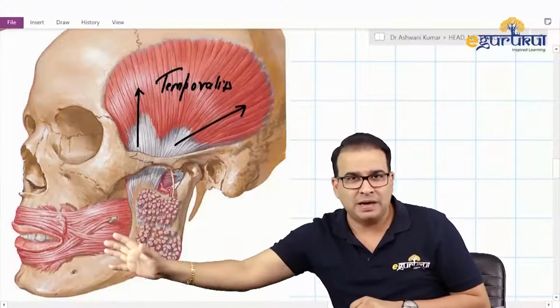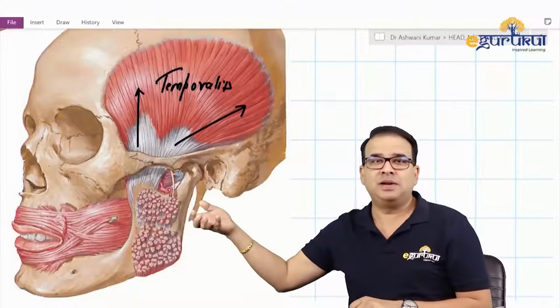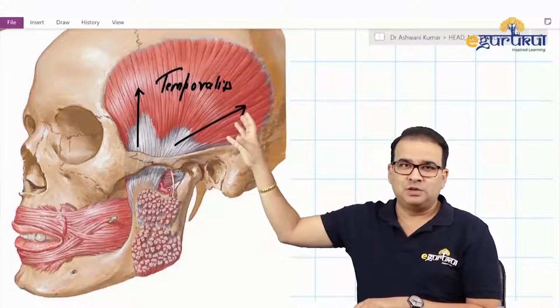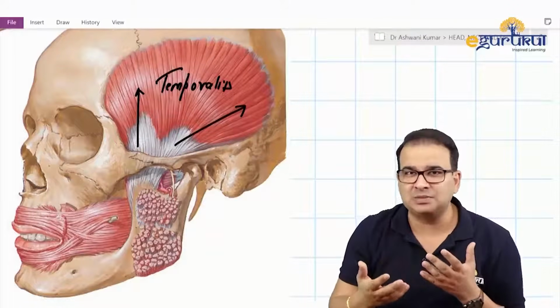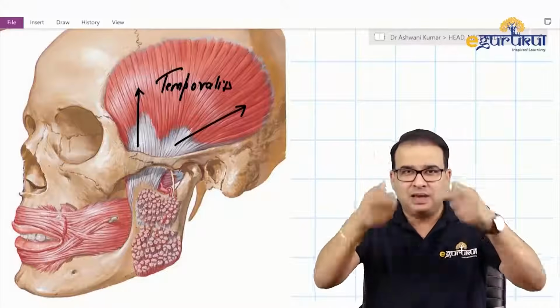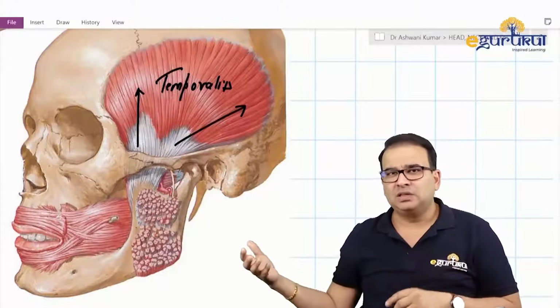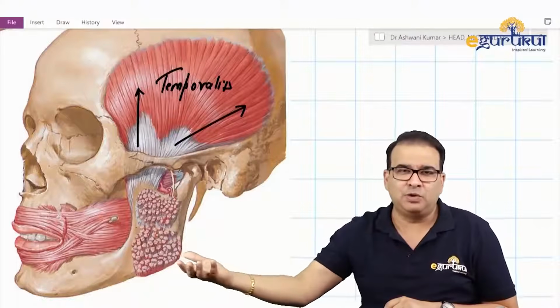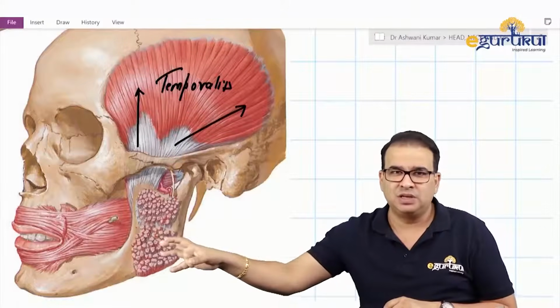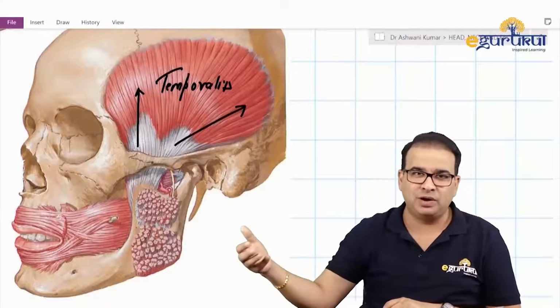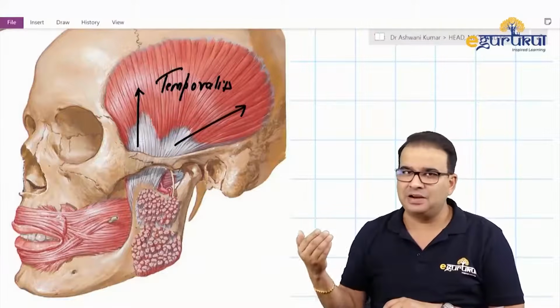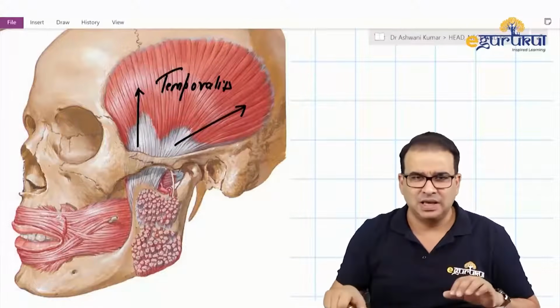When you protrude the mandible forward, the retraction will be done by the posterior fibers. So if the question says what is the action of temporalis muscle, it has to be elevation of mandible and also the retraction of mandible. Obviously the retraction of the protruded mandible. Well, you will not be able to retract the mandible from its original position. So it's the retraction of the protruded mandible. Elevation and retraction. We'll write about it, just keep it in mind first.